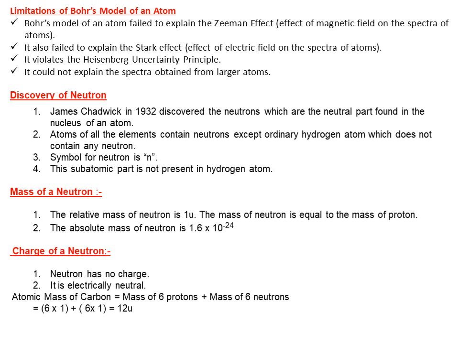Now the next is mass of a neutron. The relative mass of a neutron is 1 u. The mass of a neutron is equal to the mass of a proton. The absolute mass of a neutron is 1.6 into 10 to the power minus 24 grams. Now the charge of a neutron. Neutron has no charge. It is electrically neutral. Atomic mass of carbon is equal to the mass of 6 protons plus the mass of 6 neutrons. So 6 plus 6 is equal to 12 u.